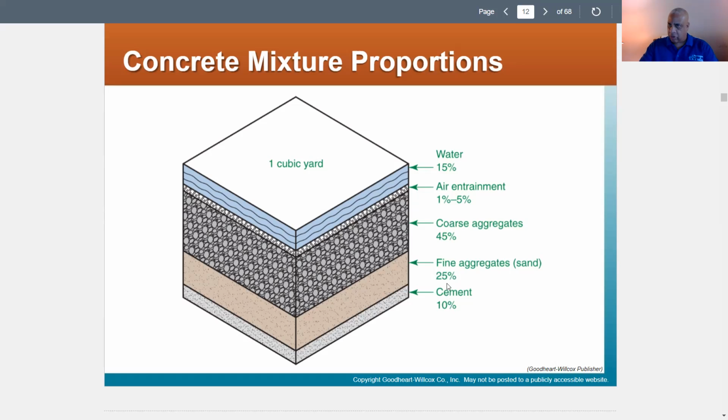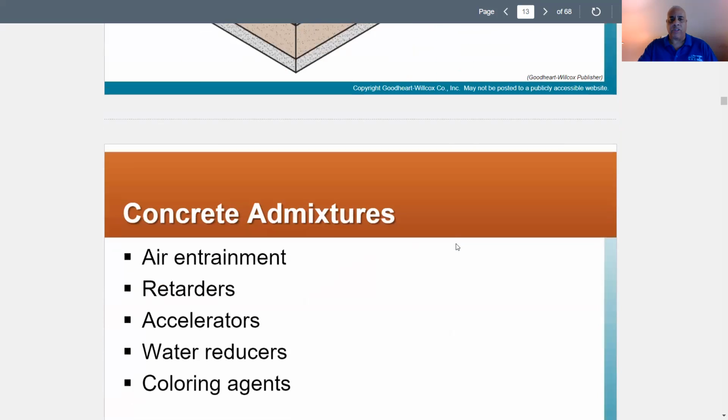Fine aggregates, which is your sand, is 25%. Coarse aggregates, when something is coarse, it has voids in it. In other words, I could pour water through coarse material and it would go right through. But when something is fine, the particles are very small. Okay, now you have air entrainment, 1 to 5%, and water is 15%. That's what makes up your concrete mixture proportions.